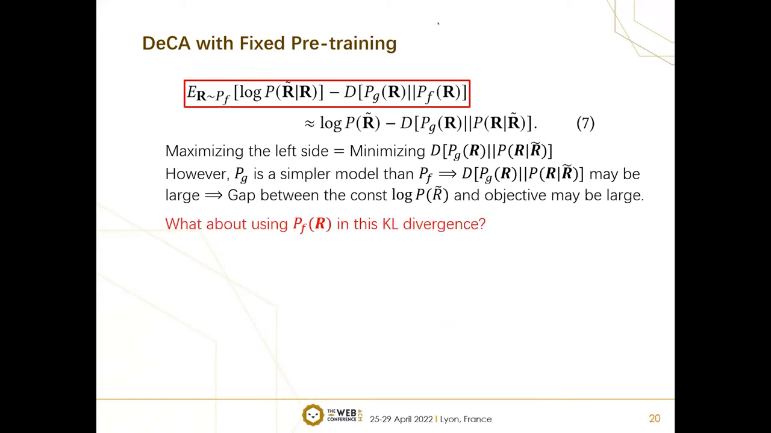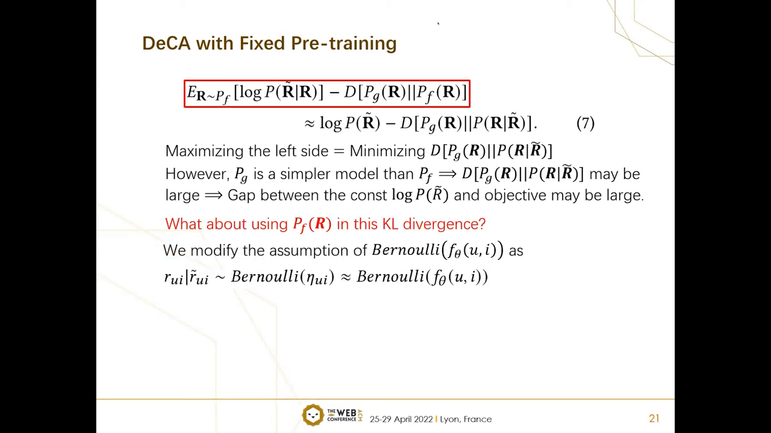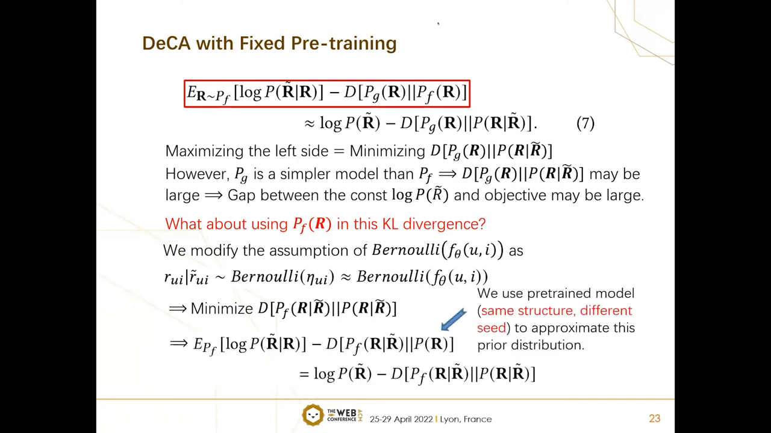So what about using PF in this KL divergence, which means we will use a more complicated model to replace PG here? To do so, we need to modify the assumption of Bernoulli F theta u i as the posterior probability. We model i u i given i u i tilde with the target recommendation model F theta. So the KL divergence term in the above part could be rewritten here. Then with variational inference, we could simply obtain this equation. Then as for PR here, we use the pre-trained model that has the same structure of F theta but a different random seed to denote this prior distribution, PR. And we will explain this design in the next slide.